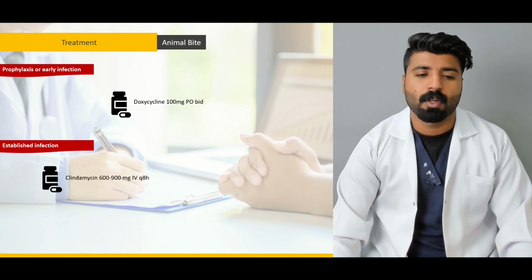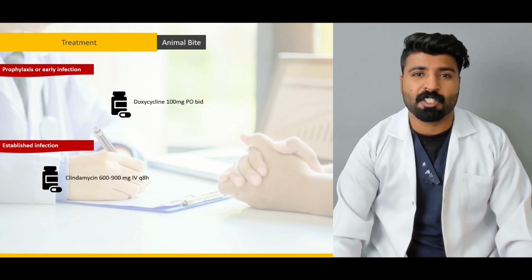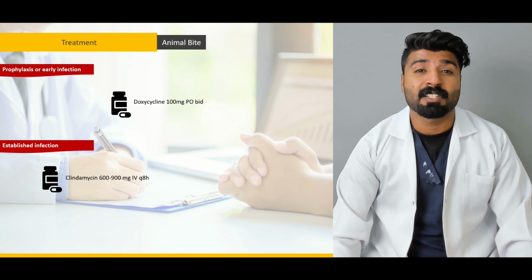But what if you do? Infection has already been established. You didn't go to the doctor. You were busy treating the rabid dog bite and you didn't think about your skin manifestations. So what will happen afterwards? You will take clindamycin between 600 to 900 milligrams depending upon your weight, and it will be taken IV and given 8 hourly.